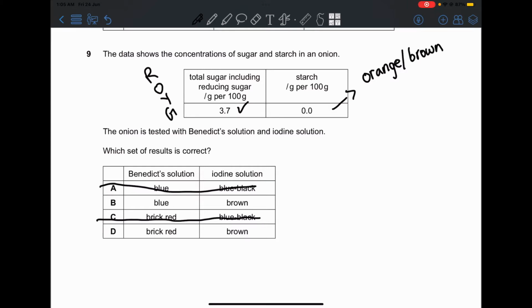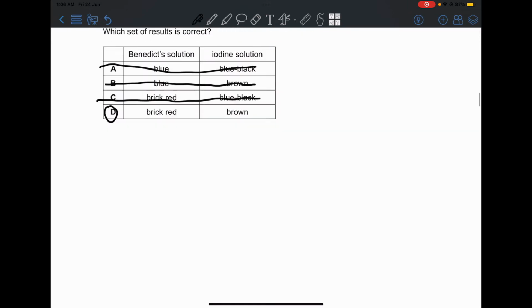Now B says that it's going to be blue. This is actually incorrect, because blue is the color if there is no sugar. So this is actually the incorrect option, and D is going to be our answer. That is because we know that brick red or red is actually the color indicating a positive result of Benedict's, or it indicates that there is sugar present, and in this solution there is actually sugar.